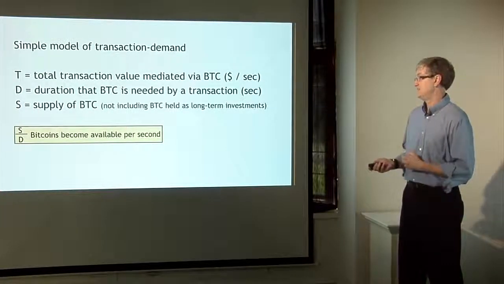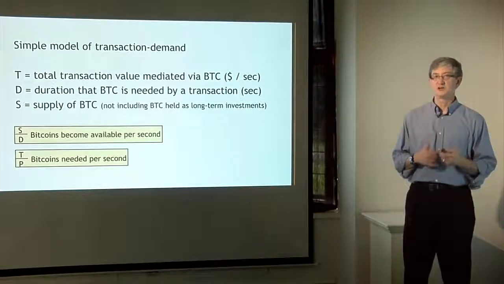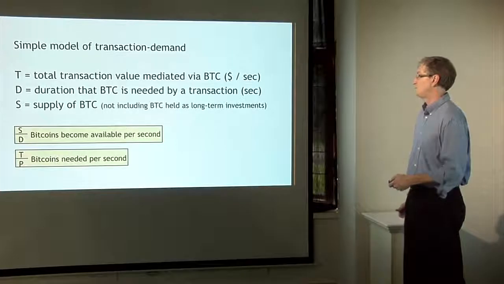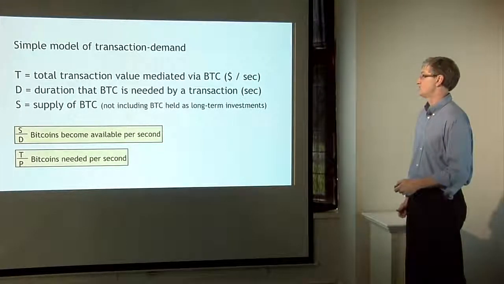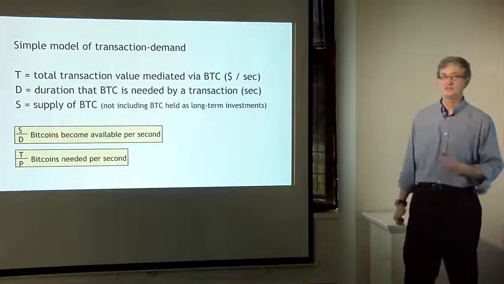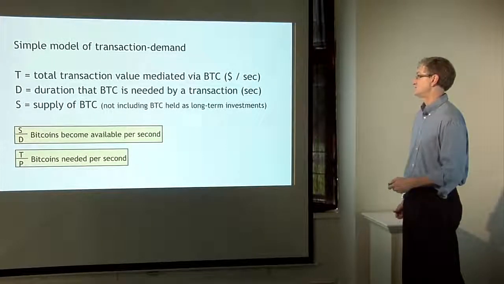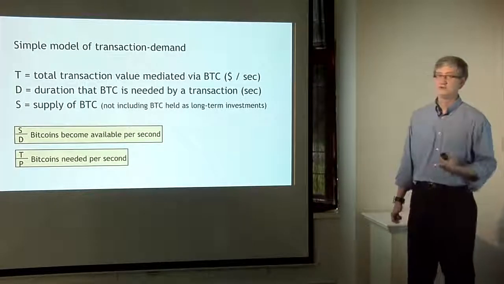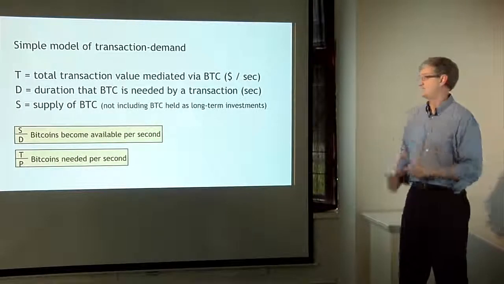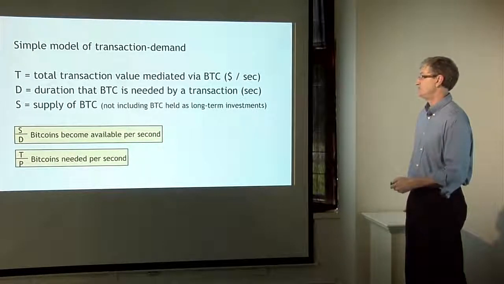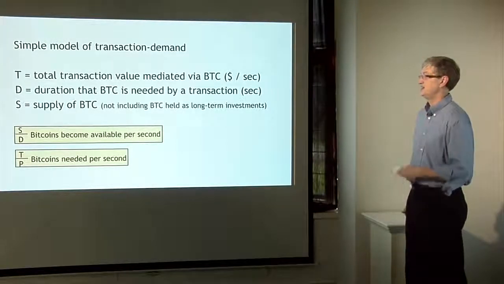That's the supply side. On the demand side, the number of bitcoins per second that are needed to mediate transactions, well, we have T dollars worth of transactions to mediate. And in order to mediate $1 worth of transaction, we need 1/P bitcoins. That is, we need to take this T, which is measured in dollars per second, and divide it by the price in dollars per bitcoin, and the result we get is bitcoins per second. These are the number of bitcoins per second that are needed in order to serve all the transactions that people want to serve. Okay, so if you look at a particular second of time, for that second, there's a supply of bitcoins of S/D, and there is a demand of T/P.